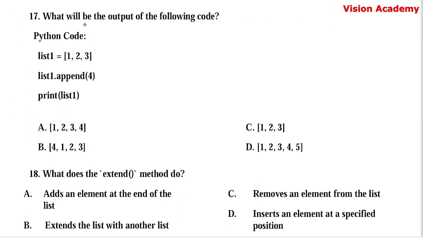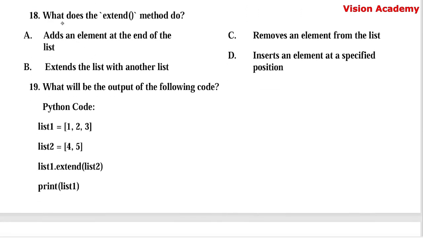Question number 17. What will be the output of the following code? Python code: list1 = [1, 2, 3], list1.append(4), print list1. Option A, 1, 2, 3, 4. B, 4, 1, 2, 3. C, 1, 2, 3. D, 1, 2, 3, 4, 5. Here the append method is used to join the element at the end of the given list. So it is going to form 1, 2, 3, 4. Hence, option A is the right answer.